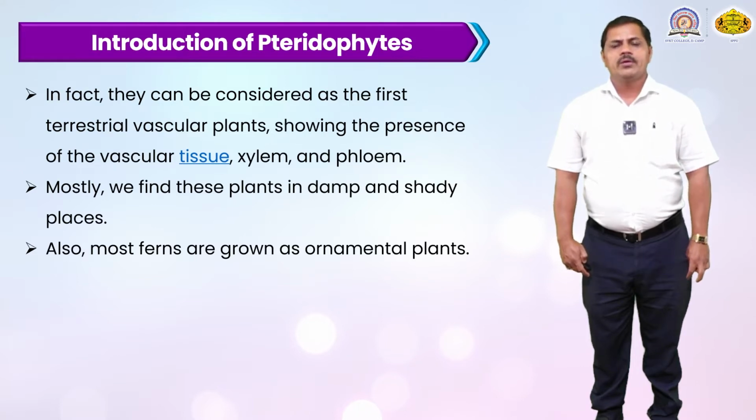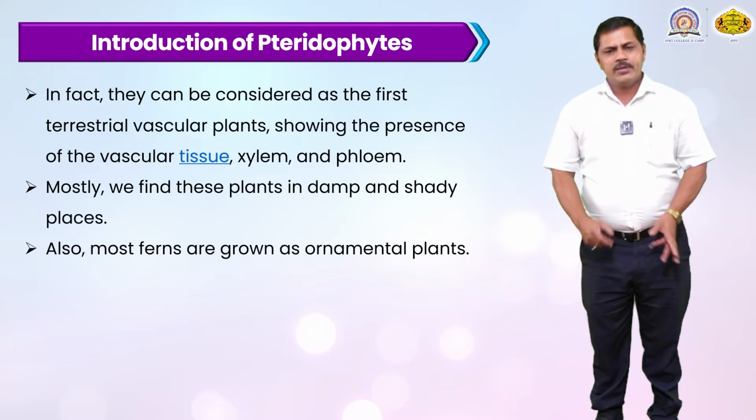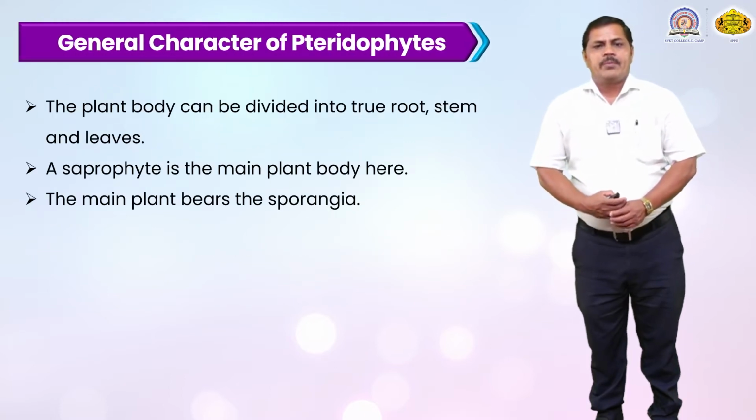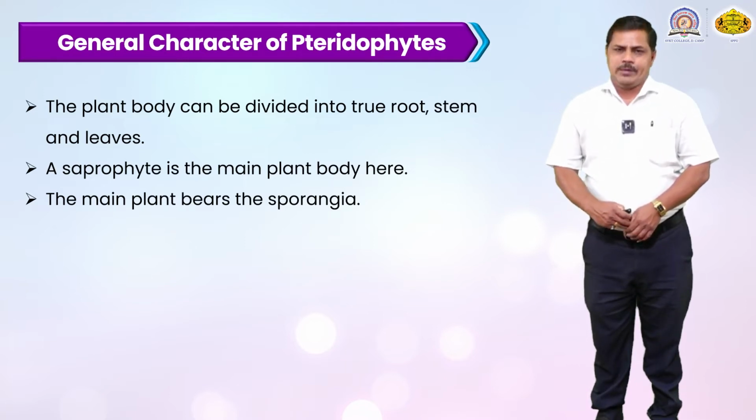They can be grown in an ornamental area as a showy plant in a garden, as well as in the periphery of your home, or in the peripheral region or in your garden. Then another feature: the plant body can be divided into true root, stem and leaves.